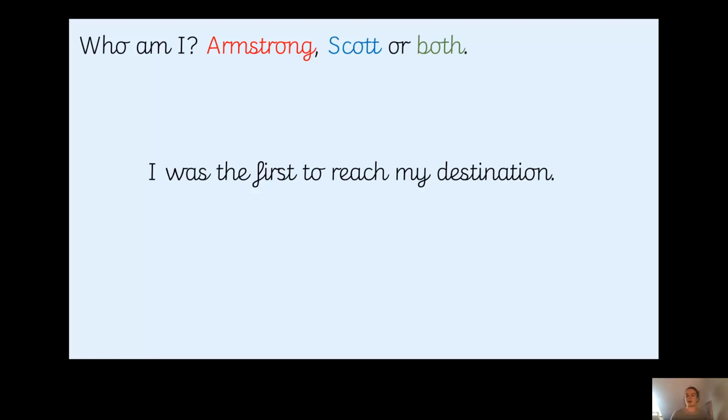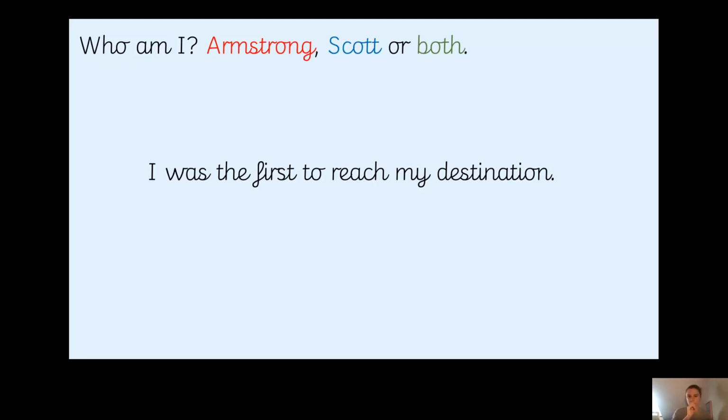Well, let's have a think. Scott of the Antarctic, was he the first to reach his destination? Well, we know that Scott of the Antarctic was trying to get to the South Pole, wasn't he? But was he the first? No, he wasn't, was he? Remember, the Norwegian Amundsen beat him to it, didn't he? He got there first. So therefore, this statement is not going to be about Scott of the Antarctic.